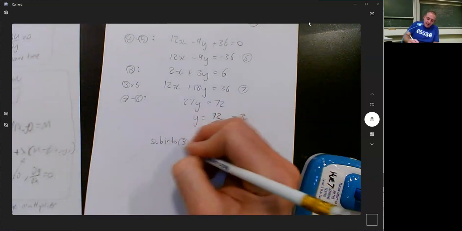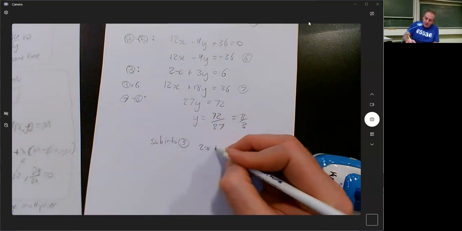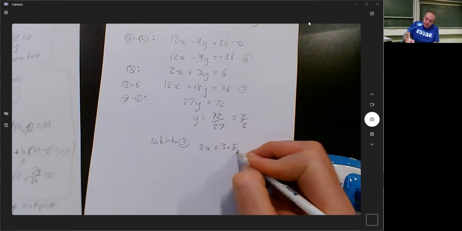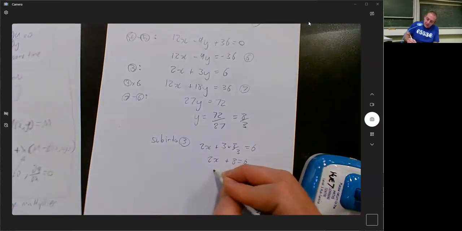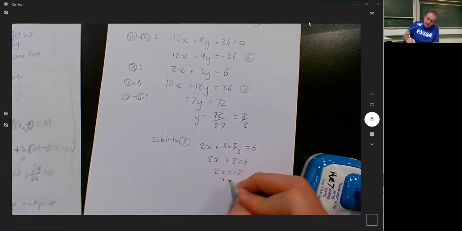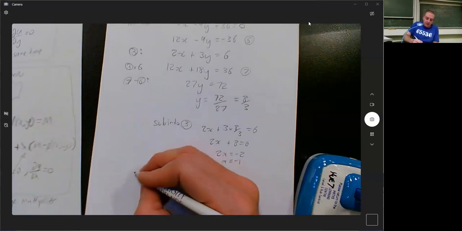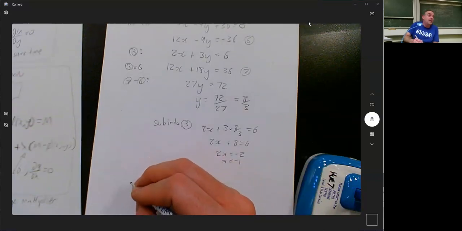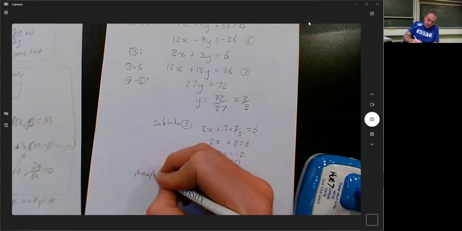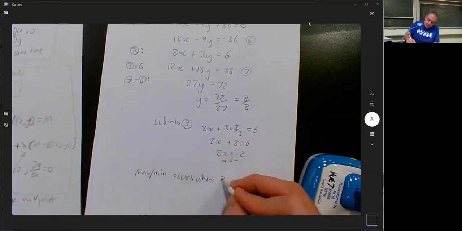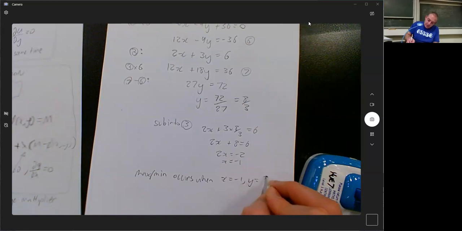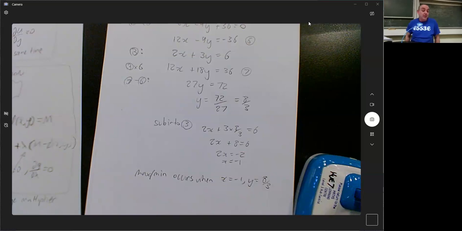Sub into number 3. And so we've got that 2x plus 3 times 8/3 is 6. So 2x plus 8 is 6. 2x is minus 2, so x is minus 1. And so whatever the optimal value is, whether it's a maximum or a minimum, and I do not actually know, occurs when x is minus 1 and y is 8/3.